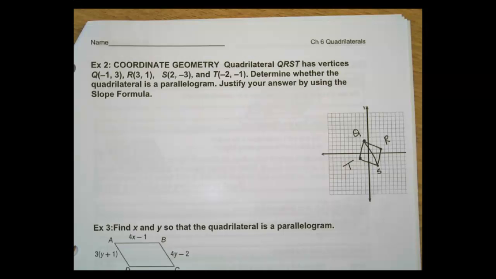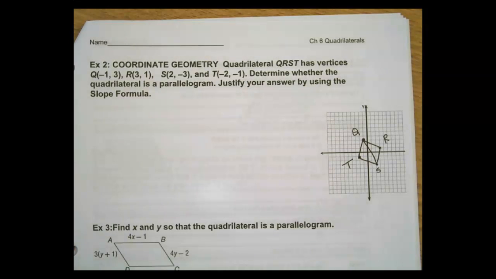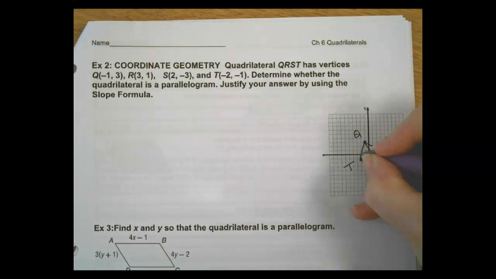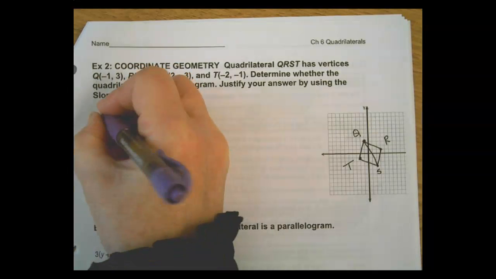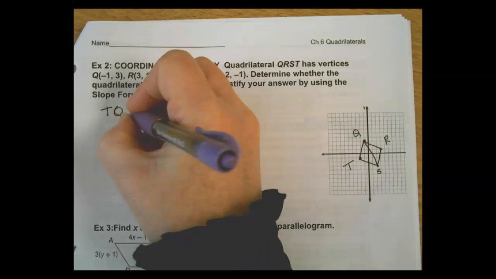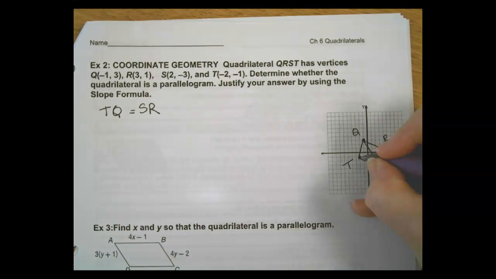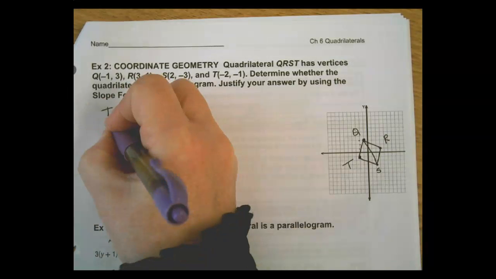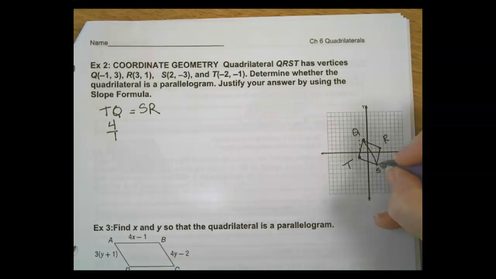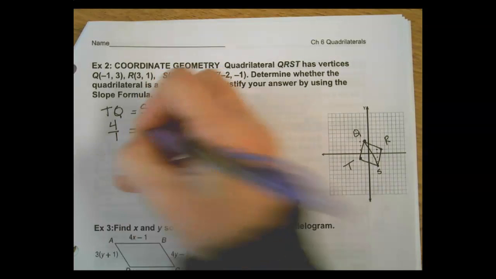All right, determine whether the quadrilateral is a parallelogram. Can't really do angles, so we're going to go back to the sides. And how can we measure those sides? It says to use the slope formula. So from T to Q, is it equal to SR? That's what we're claiming. So T to Q, it would be the same thing as finding the Pythagorean theorem. So that's up 4 over 1. How about S to R? Up 4 over 1. They are equal to each other.